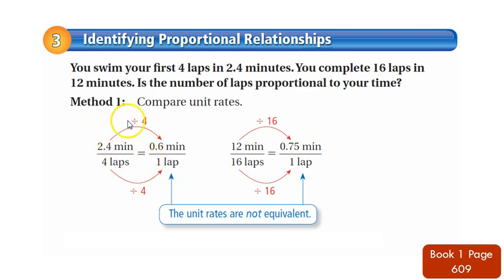Doing the same thing, dividing by 4 to the numerator in minutes, we get 0.6 minutes. Comparing 12 minutes and 16 laps, we also divide by 16 to get a single lap, and dividing by the same amount, 16, to the 12 minutes to get 0.75 minutes per lap. 0.6 minutes and 0.75 minutes per lap are not equivalent. Now this seems like a lot of work. But what if we were to try method 2 and use cross products?